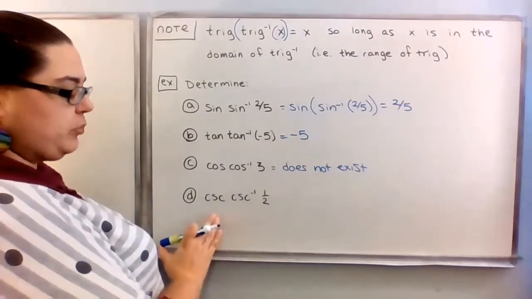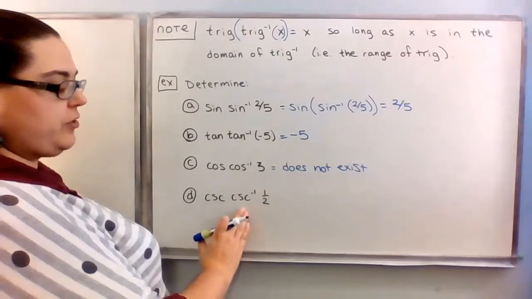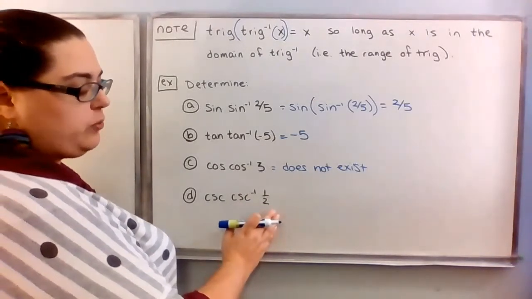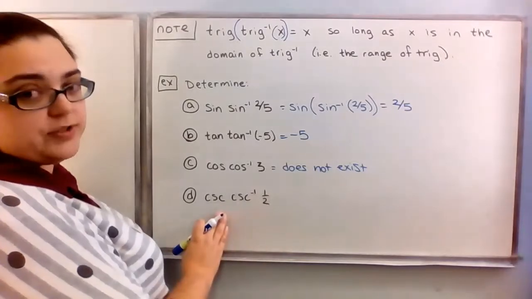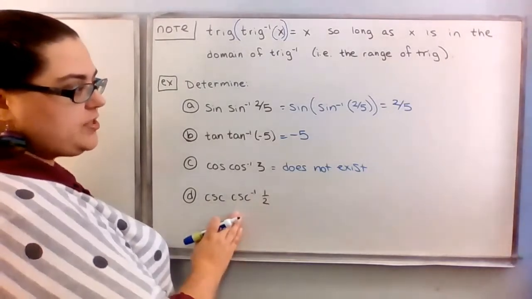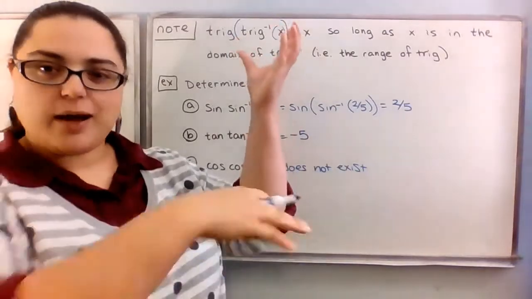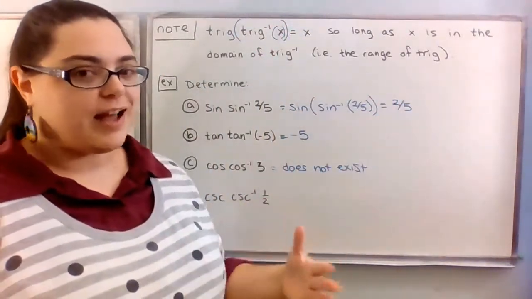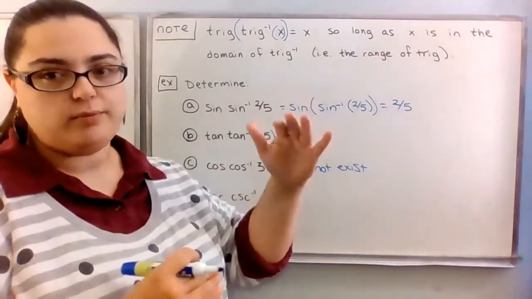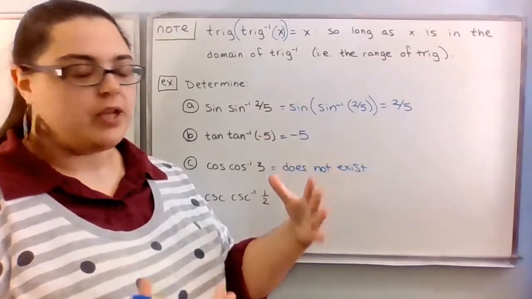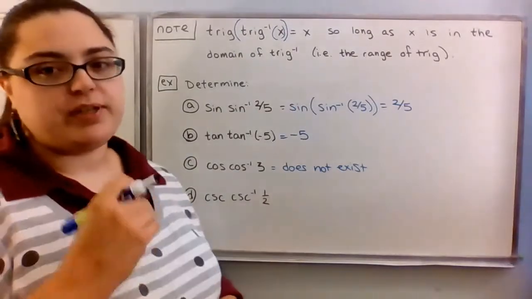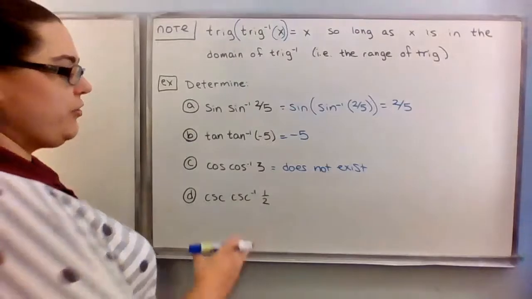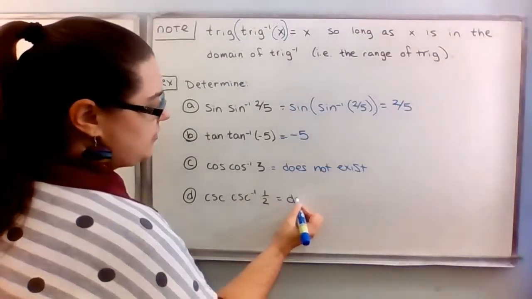Then for our last example, we have cosecant of inverse cosecant of 1/2. Again, we want to check if 1/2 is in the range of cosecant. Cosecant is where we have the U's on the top and on the bottom and that empty space in the middle. So cosecant does not exist between -1 and 1, and it exists everywhere else. Because 1/2 is between -1 and 1, it's not going to work. So this one also does not exist.